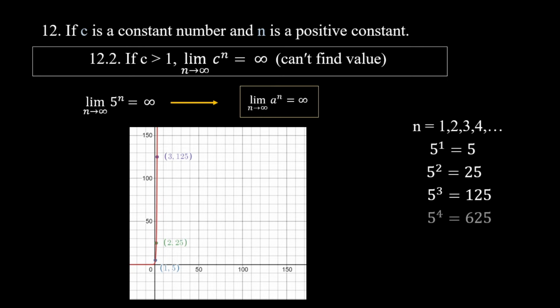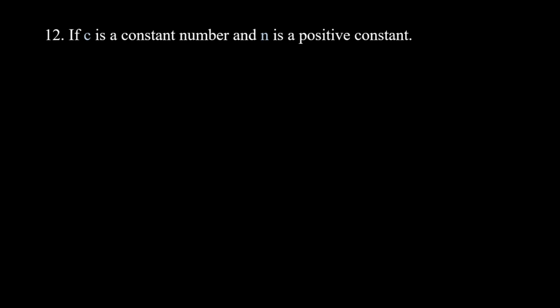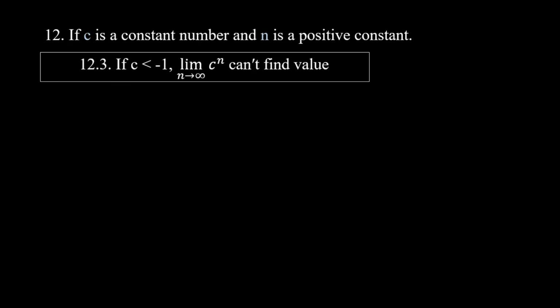So it keeps going. So this is divergent, and you can't find the value. What about c less than -1, which means c is a negative number? You will get the limit of c to the n as n approaches infinity; you can't find that value for real.